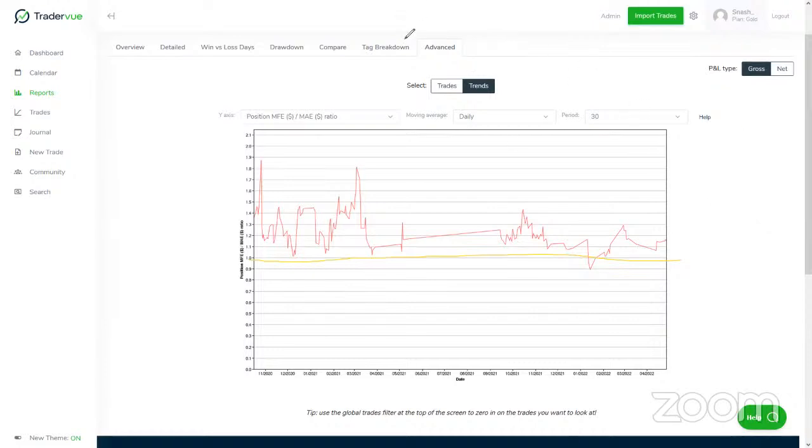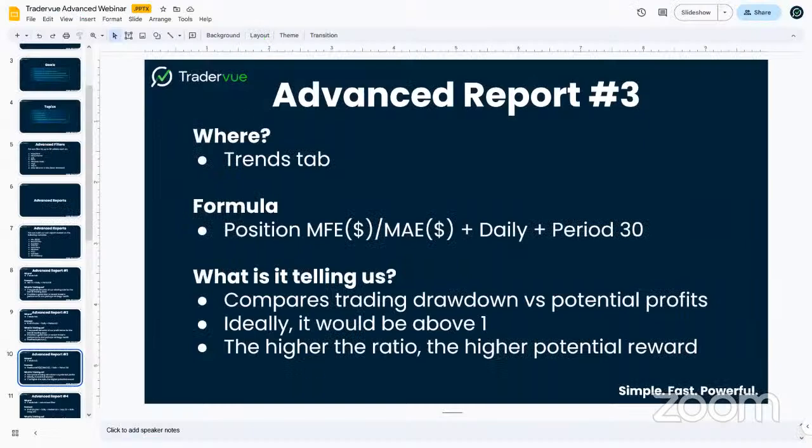Another simple one, but a little bit more complex because it's taking into account something that not everybody mentions, which is MAE and MFE. Okay, awesome. So that is advanced report number 3.